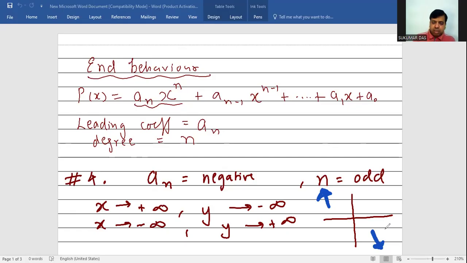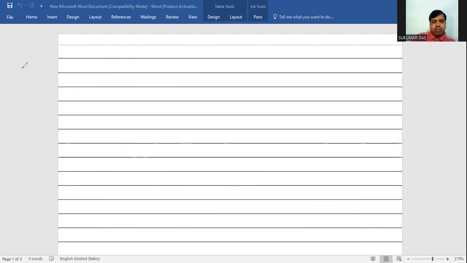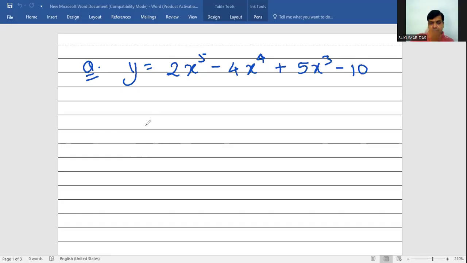Okay. Let us see a few examples of this end behavior. Let's say we have one question that y is equal to 2x^5 minus 4x^4 plus 5x^3 minus 10, let's say. Now we want to find out the end behavior.